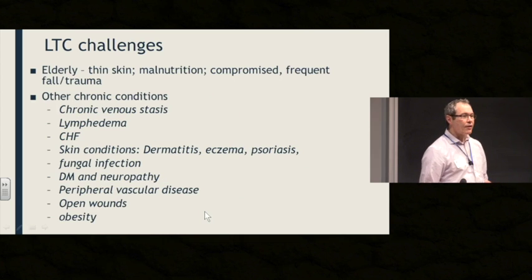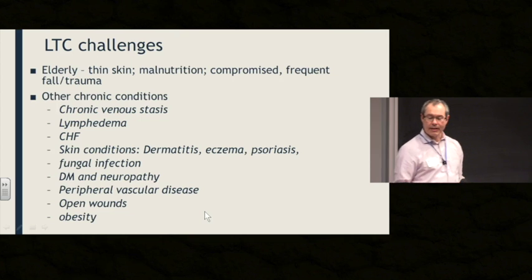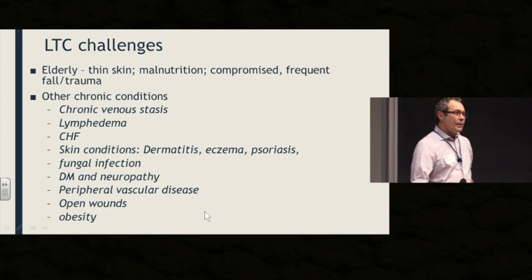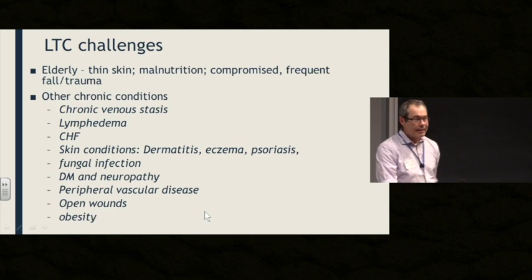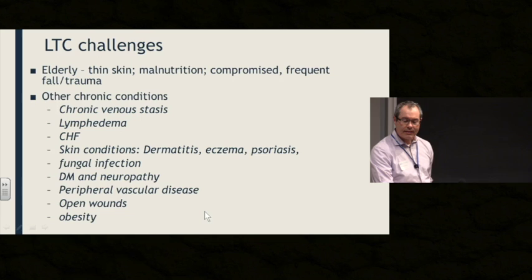So in long-term care, as you know, there are many challenges. Patients are just getting older and older. Some days at work, I think I see everybody's over the age of 80. And as patients get older, their skin gets thinner. They have more comorbidities. There's malnutrition. They're more compromised. There's maybe a bit more trauma. They fall. They get banged up easily, and the lower extremities get neglected.